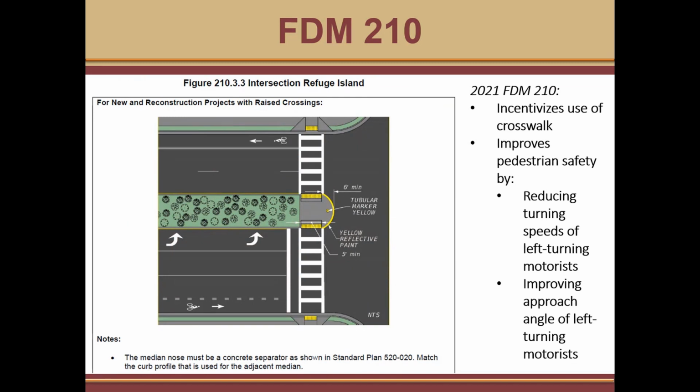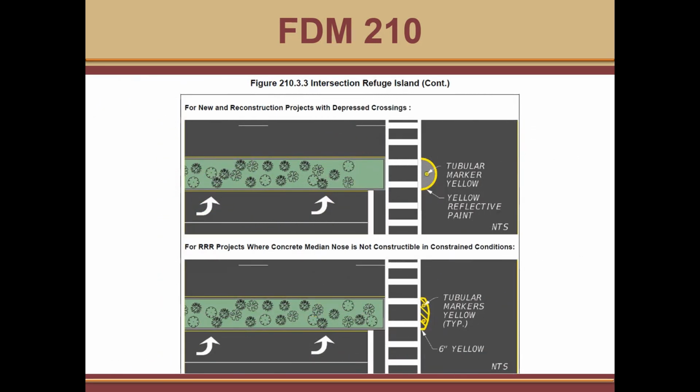This incentivizes the use of crosswalks at intersections, and it also improves pedestrian safety by reducing turning speeds of left-turning motorists, and it also improves the approach angle of left-turning motorists. These figures show occurrences where we might have depressed crossings, and on RRR projects, there may not be enough room to place a concrete median nose.